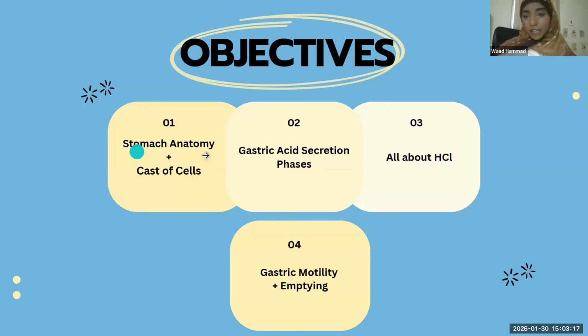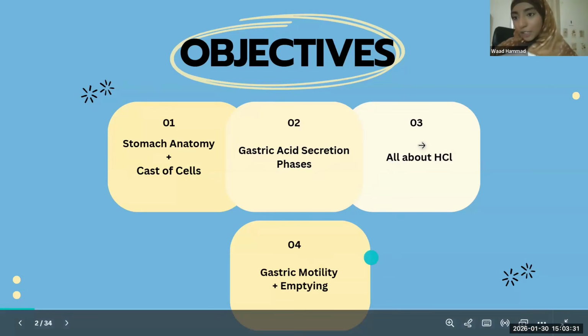First, we're going to be doing the stomach anatomy and the cast of cells. So what cells do we have in our stomach? Then we're going to go on to gastric acid secretion phases. What are the phases? Everything about hydrochloric acid. It's a lot. Surprisingly, you have to know a lot about hydrochloric acid, so I'll also be talking about that. And then last but not least, I'll be talking about gastric motility and emptying, inshallah. It should go all well.